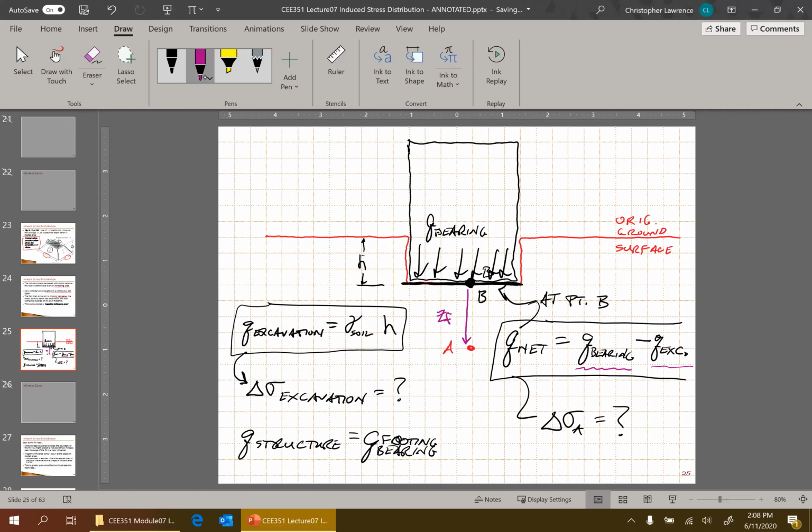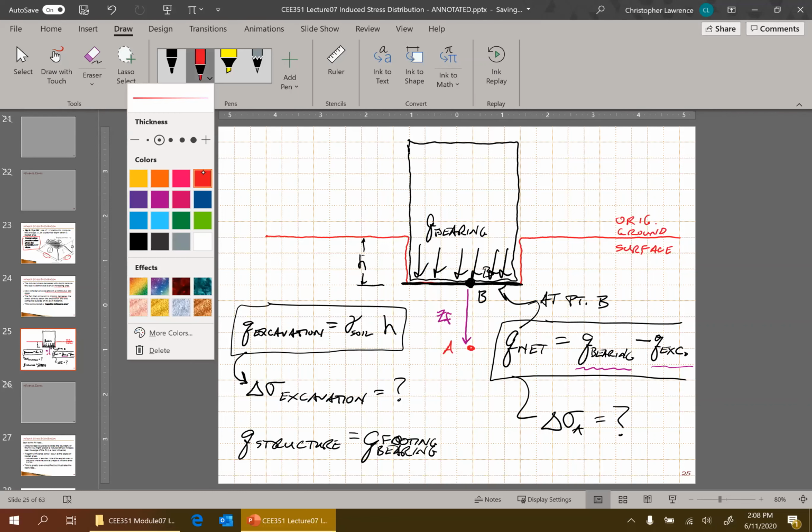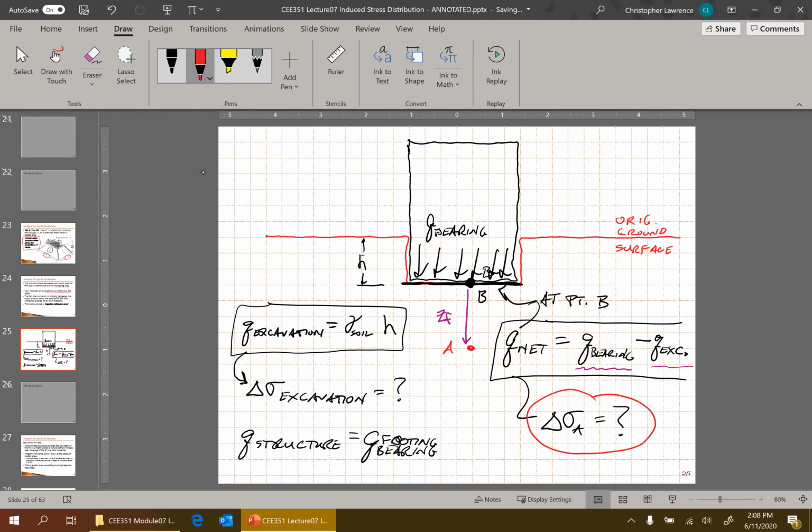The question really is, what about point A? What does point A experience? Well, it experiences that net difference, that Q net, but as it influences the soil below it. And because it's a localized load that is influenced by boundary effects, it's probably not equal to Q. It's not 100% of Q. There's some stress reduction as you go down with depth and as you move over lateral distance away from the center line.